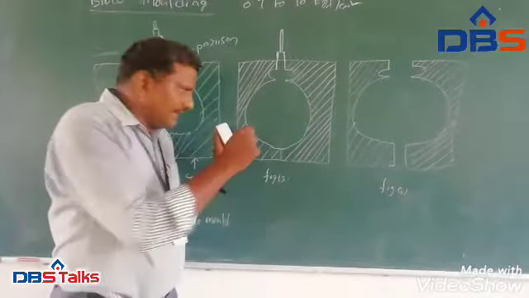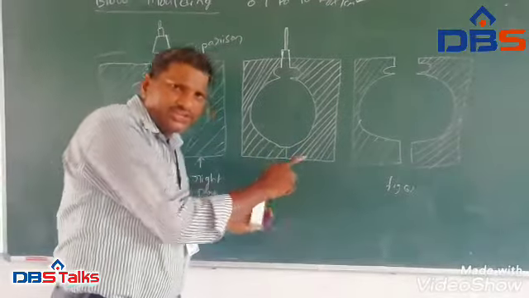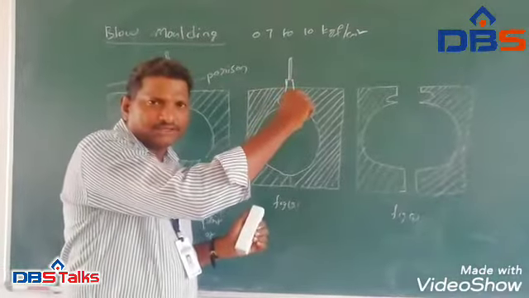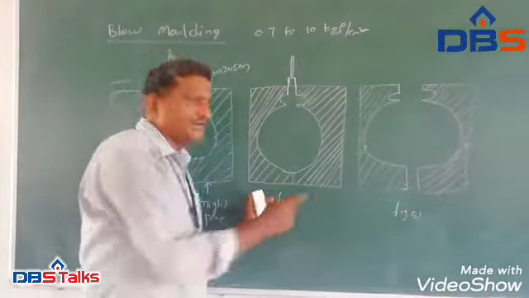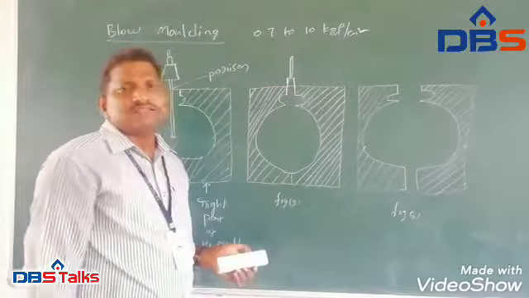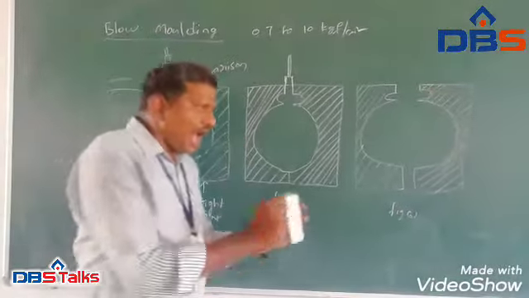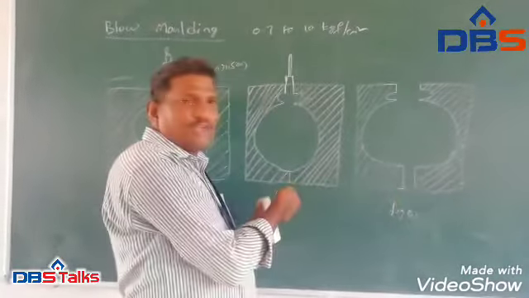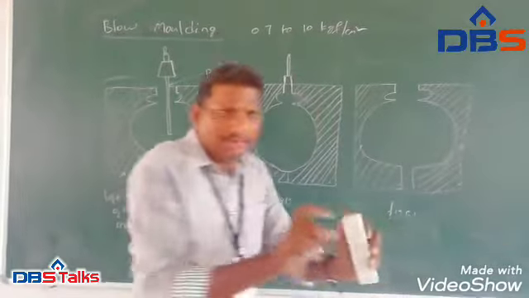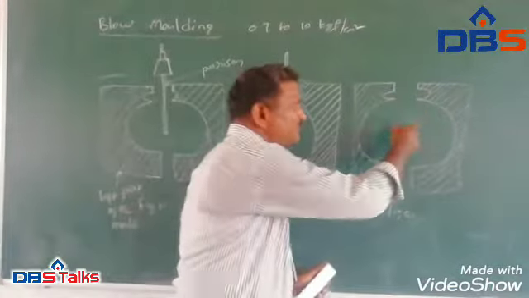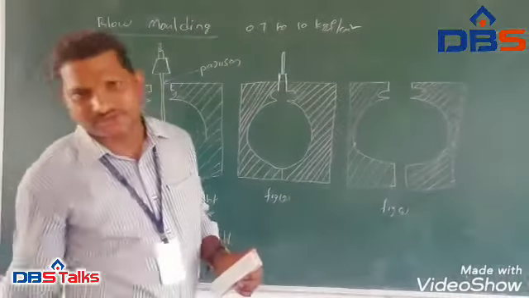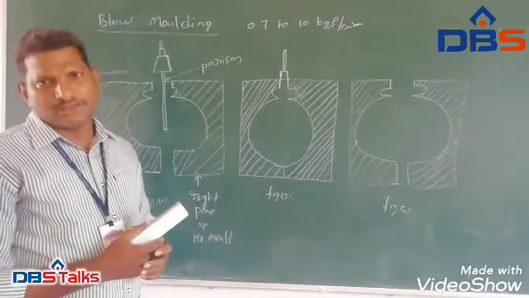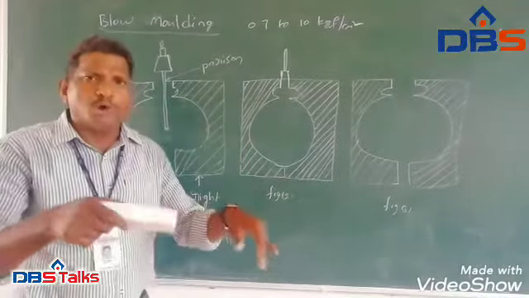After leaving it for solidification, we will stop the compressed air supply, and we will leave the arrangement for certain time for cooling. After setting the produced device, the left part of the mold and the right part of the mold will be separated, and the produced component will be taken out. In this way, we will produce the plastic items. This method is known as blow molding.